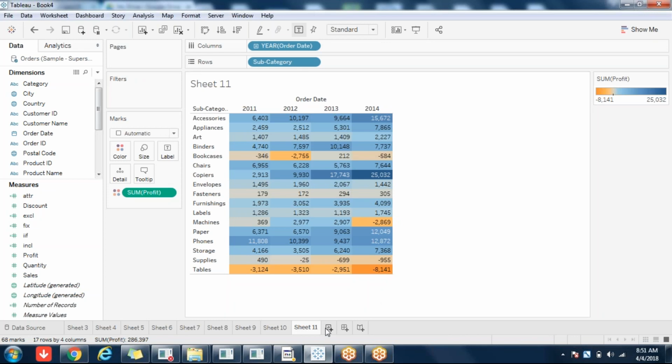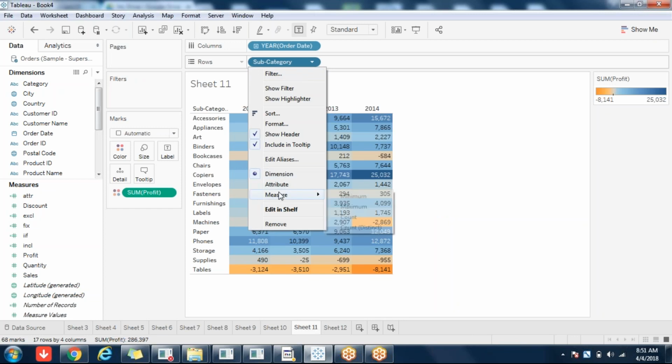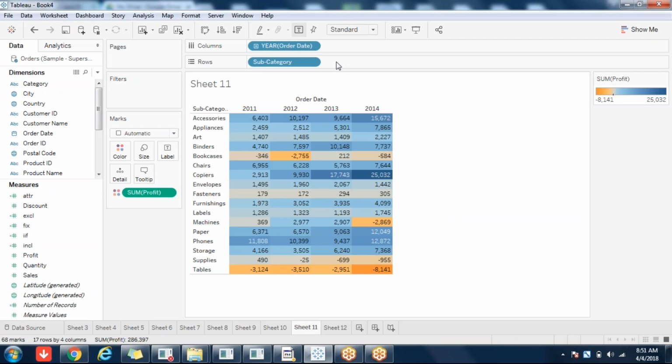Okay, good. I need to tell you one thing. Those who are interested in the certification exam, remember this clearly. We have something called discrete and we have something called dimension. Blue color means discrete, not dimension. You will definitely get one question in the certification exam. They will ask what is blue color, what is green color. Green color means continuous, blue color means discrete. This is the answer, not dimension and measure. Of course, this is dimension only, but it is called discrete and continuous.